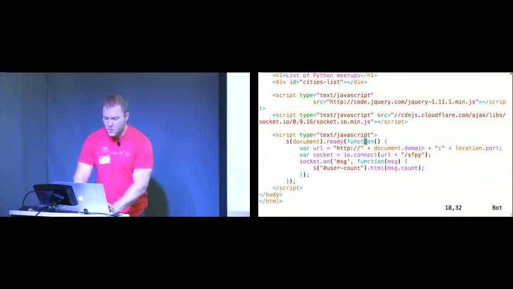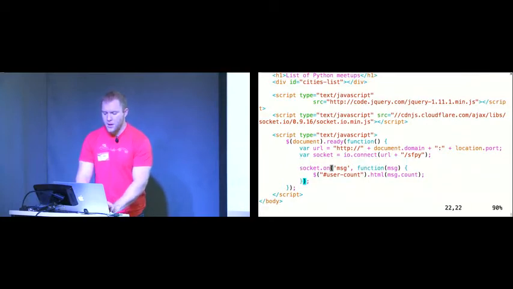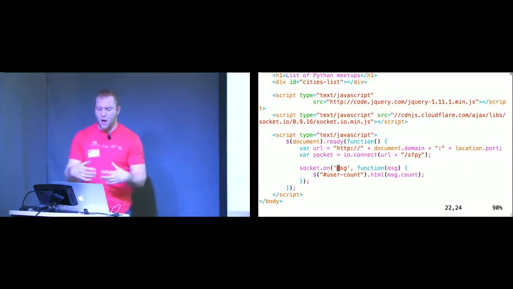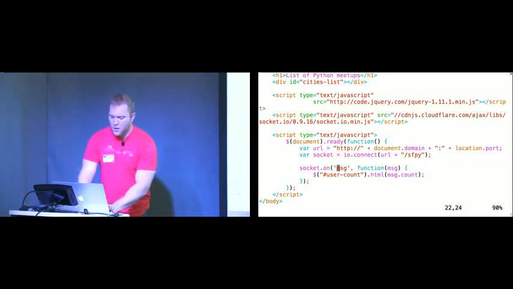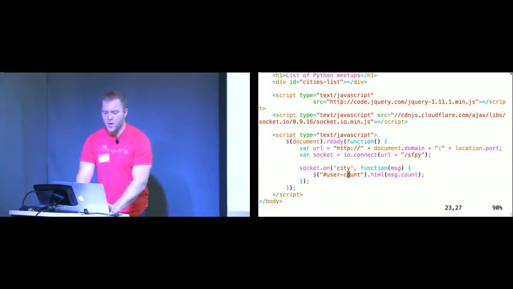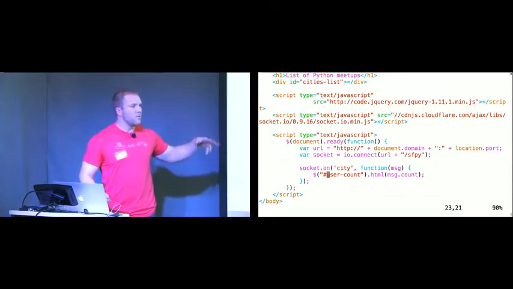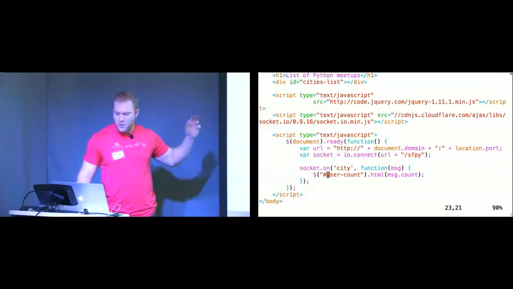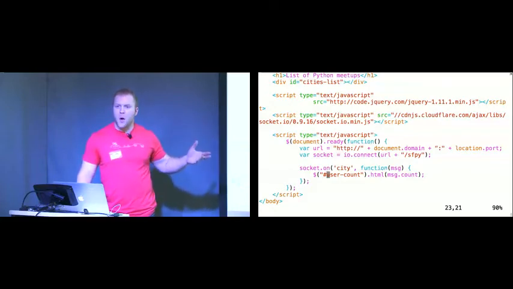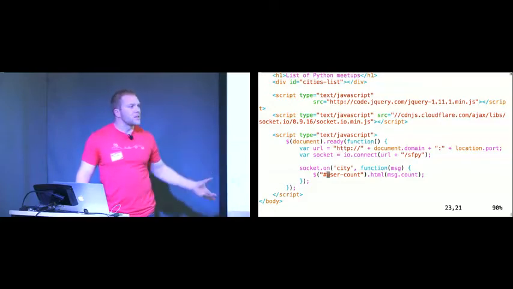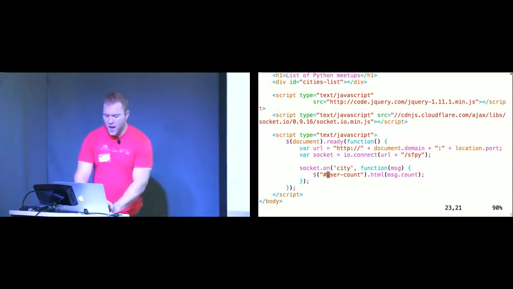Okay, so instead of on message, what we're going to do here is, well, let's see. We're going to have to pass this back out on a city. We're going to change this one around. What we're going to modify this to do is, this line here before is going to update the user count. But now what we want it to do is update that list of cities. So instead of user count, we're going to say cities list.